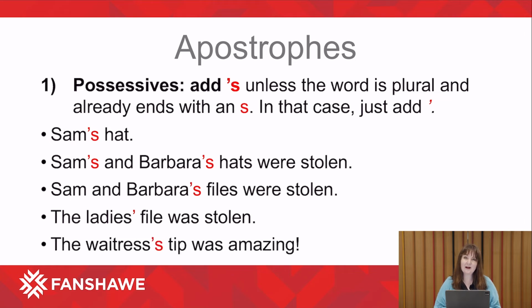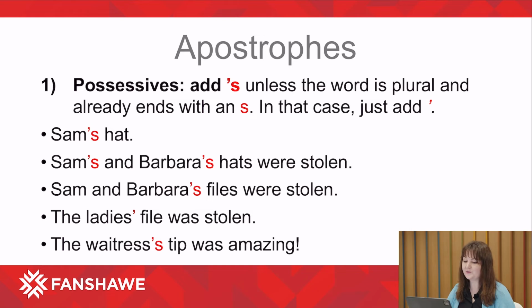On the other hand, if you have a word that is singular, like waitress, and it ends in an S, you have to add the apostrophe S. So here you can see the waitress's tip was amazing. You have that apostrophe S after the end of waitress.